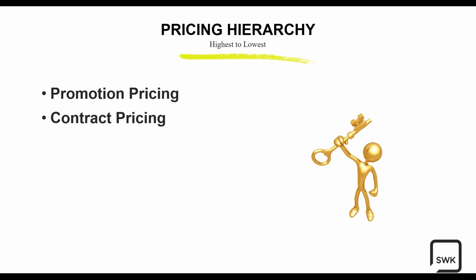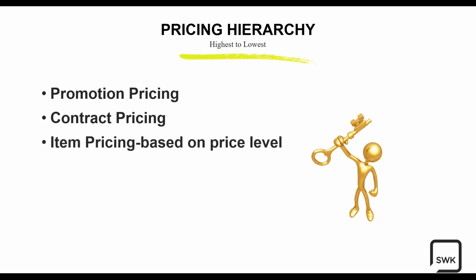The next priority would be item-specific pricing or item pricing based on the price level. For the item based on the customer price level, in customer maintenance on the additional tab, we can set a price level for a customer, and then we can set item-specific pricing for that price level by selecting the More button and then pricing an item in item maintenance. And then additionally, we can have item-specific pricing not based on a price level. It would be set up in the same area, and that would be the next priority.